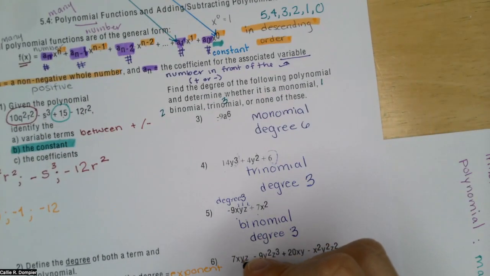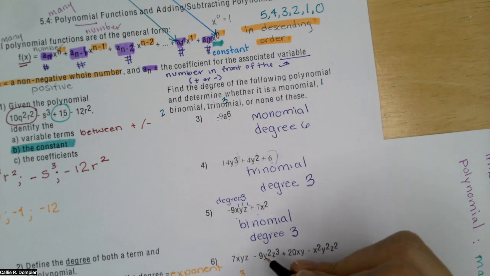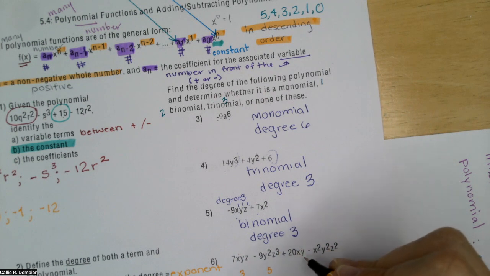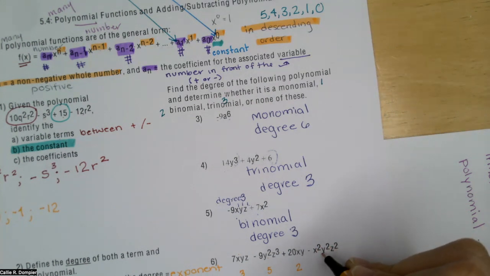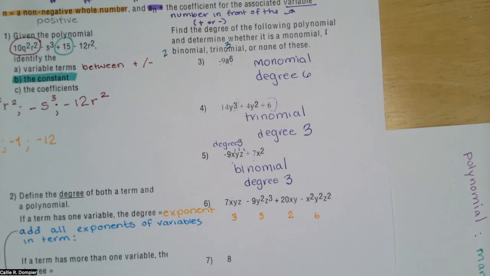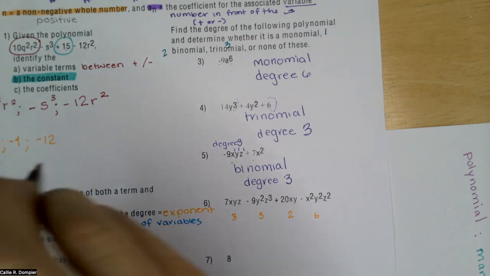X to the power of 1, y to the power of 1, z to the power of 1, that's a degree 3. Y squared, z to the third, we add 2 and 3 and we get 5. X to the power of 1, y to the power of 1, that's a degree 2. X squared, y squared, z squared, 2, 4, 6, that's a degree 6. Okay, so now that we have the degree of each term, which one's the biggest degree?